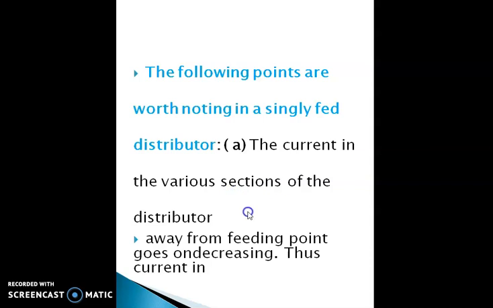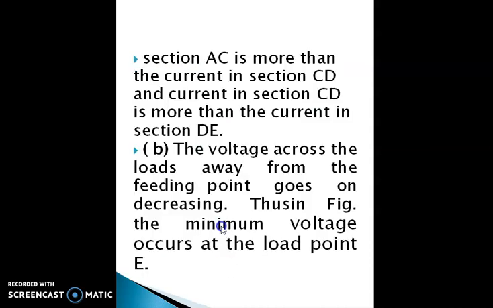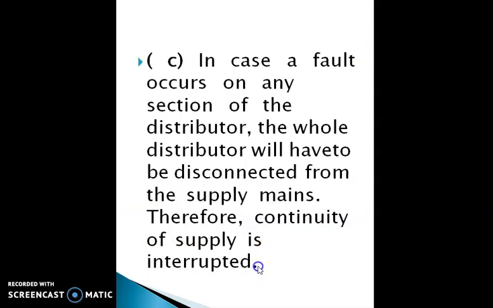First, the current in various sections of the distributor away from the feeding point goes on decreasing. Thus the current in section AC is more than the current in section CD, and the current in section CD is more than the current in section DE. Second, the voltage across the loads away from the feeding point goes on decreasing. Thus in the figure, minimum voltage occurs at the load point E. Third, in case a fault occurs on any section of the distributor, the whole distributor will have to be disconnected from the supply. Therefore, continuity of supply is interrupted.